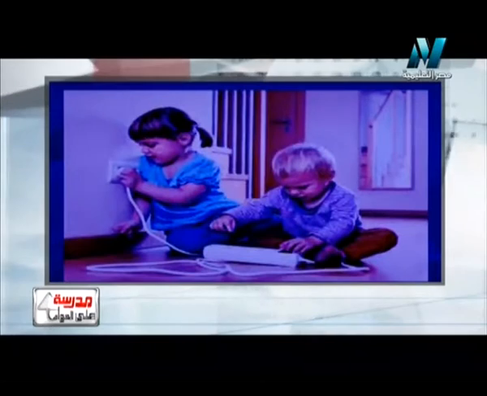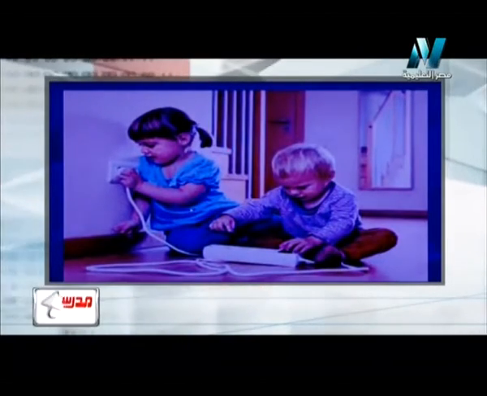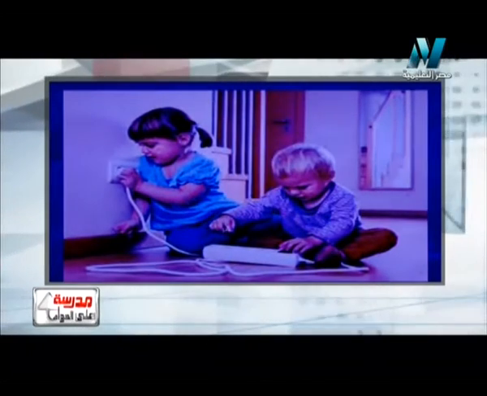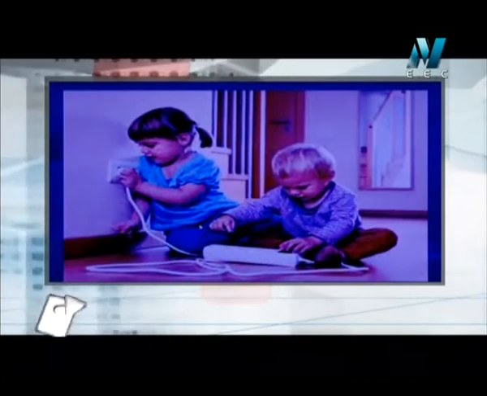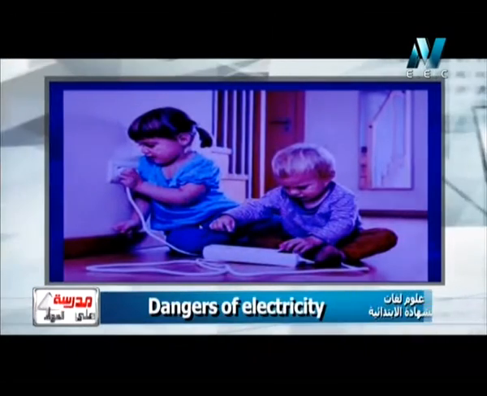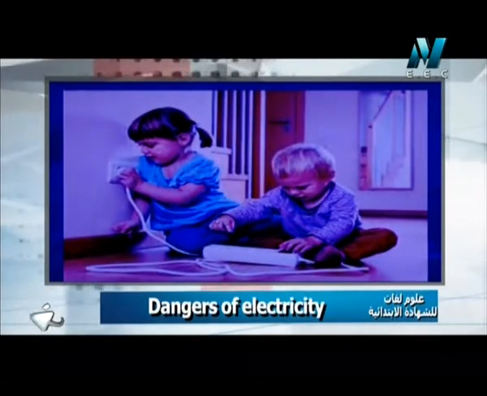So what are the reasons of the electric shock? هنا عندي صورة مهمة جدا. What happened between two children, a boy and a girl? They play with the electric connection. طبعا لازم ناخد بالنا كويس قوي. If we have children at our home, we must take care of this because it's very dangerous. It may be fatal.